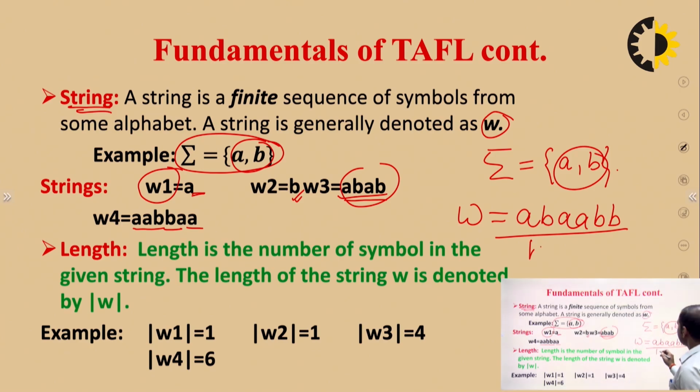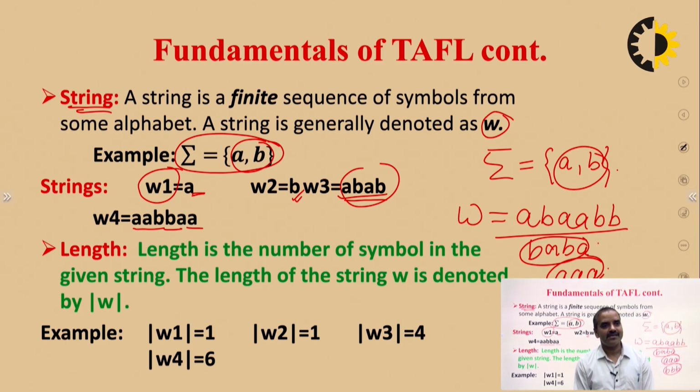It may be BA, it may be triple A, four times A, or four times B, like this. These are all strings. That means a sequence of symbols is called a string.